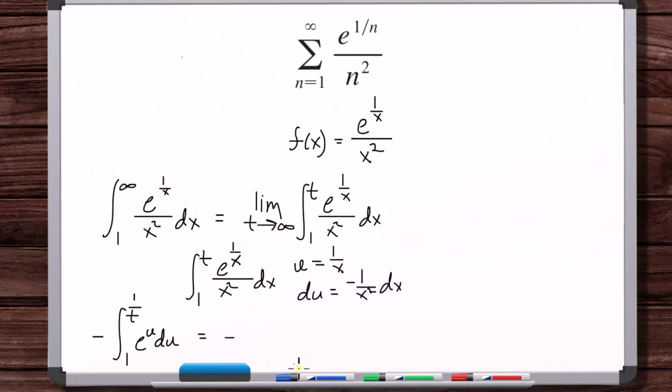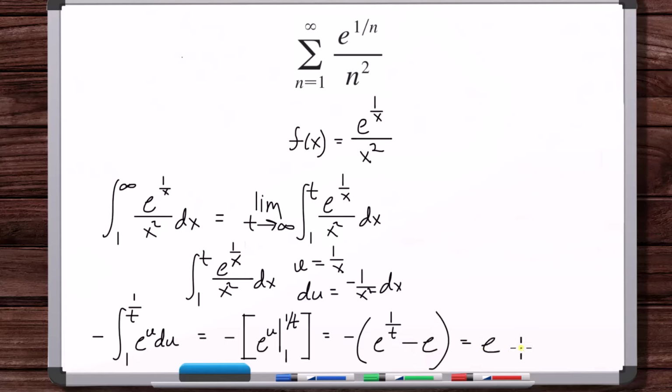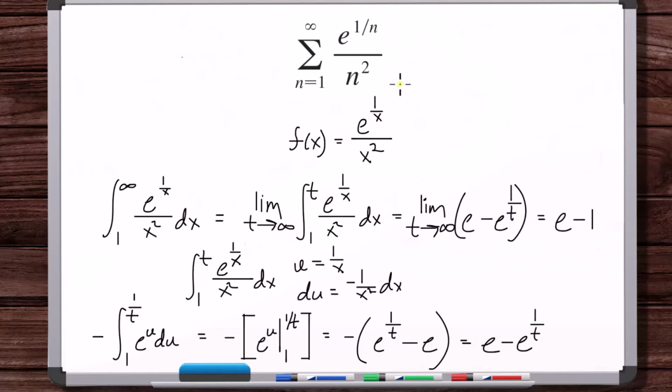So minus, and then e to the u evaluated from 1 to 1 over t, minus e to the 1 over t minus e. So this is e minus e to the 1 over t. So the limit as t approaches infinity of e minus e to the 1 over t. As t goes to infinity, we have e to the 0. So this is e minus 1. That converges to something, so that means this is convergent.